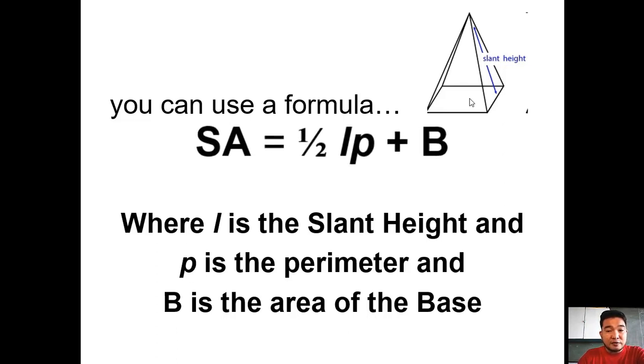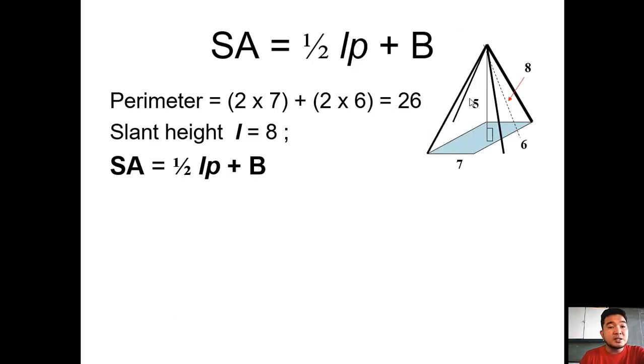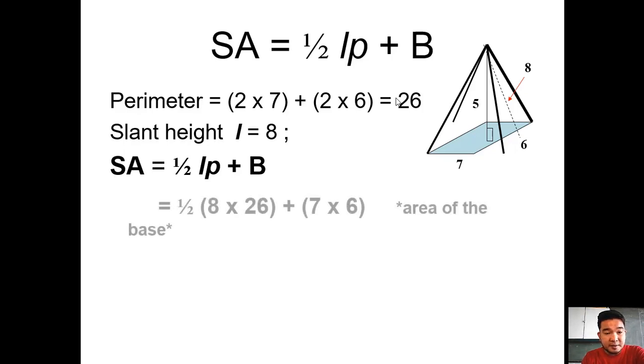SA equals 1/2 of the slant height times the perimeter plus the area of the base. So using this pyramid, let us have the perimeter. Perimeter is equal to 2 times 7 plus 2 times 6 equals 26. And then slant height from the given is equal to 8. Then using the formula in solving for the surface area is equal to 1/2 of the slant height times P plus area of the base.